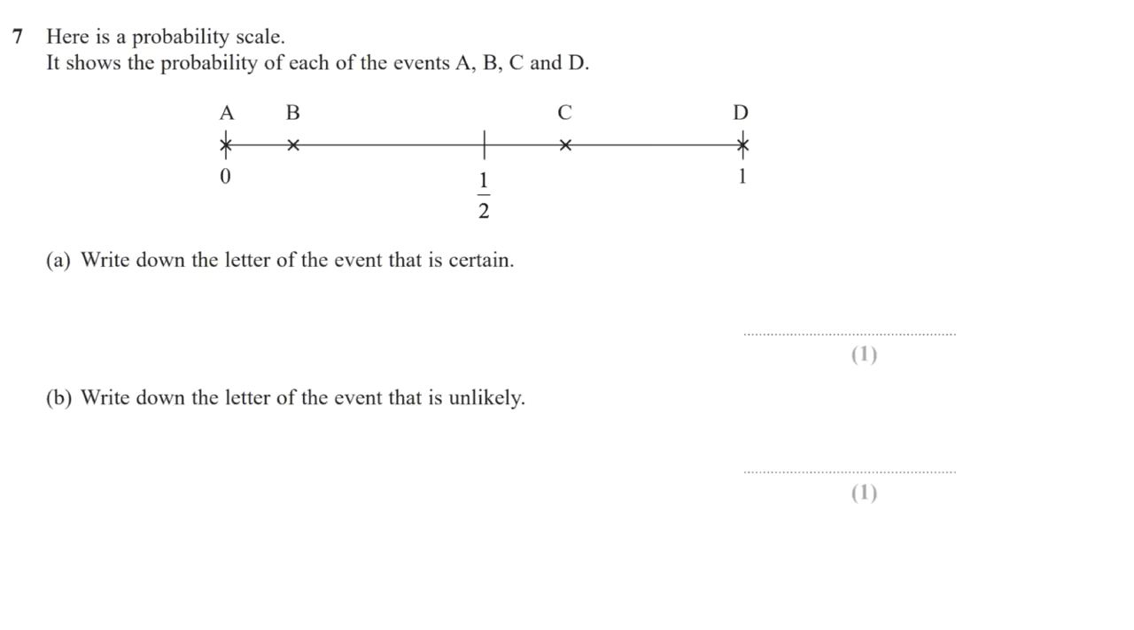Question 7. Here is a probability scale. It shows the probability of each of the events A, B, C, and D. 7a. Write down the letter of the event that is certain. So that is D. 7b. Write down the letter of the event that is unlikely. B.